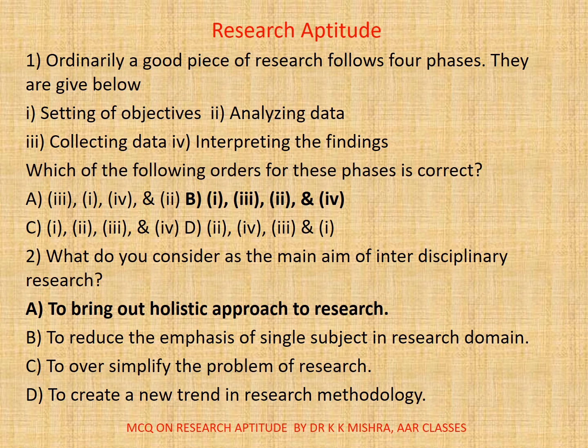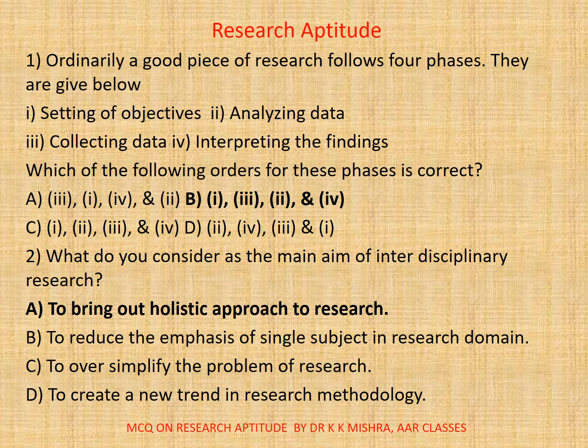Question number 1. Ordinarily, a good piece of research follows four phases. They are given below. 1. Setting of objectives. 2. Analyzing data. 3. Collecting data. 4. Interpreting the findings. Which of the following orders for these phases is correct? So the correct option is B, where first should come first, followed by third, further followed by second and then fourth.